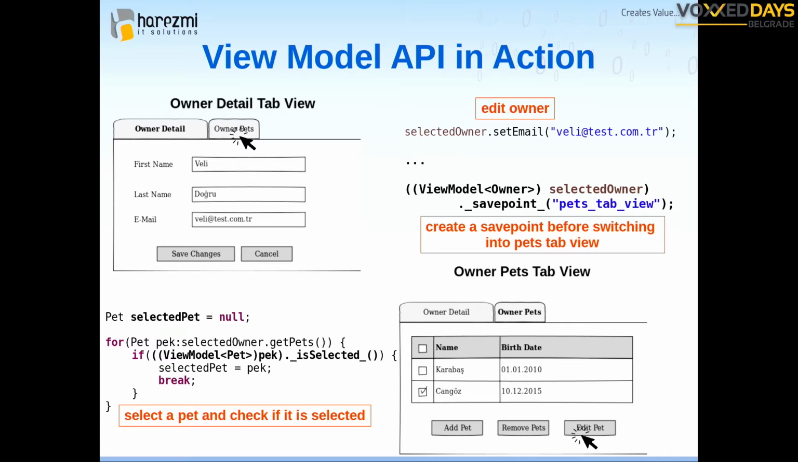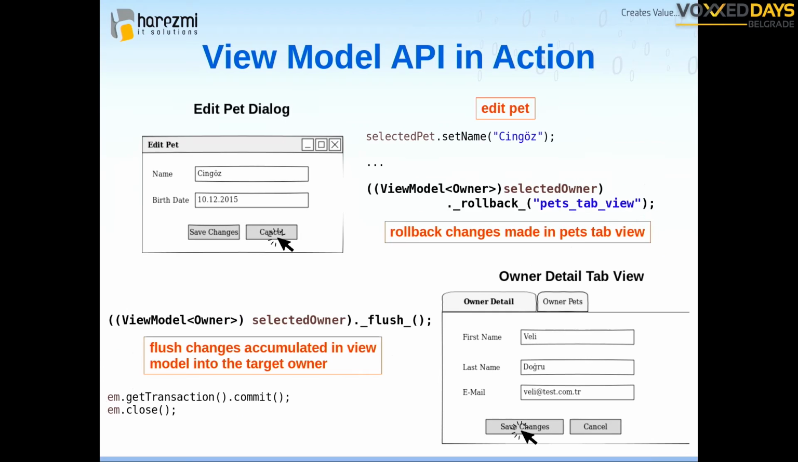In the pets tab view, we select a pet and identify which one is selected, again calling the isSelected method. But here, pets are also view models. When we create owner view models, our view model creator just identifies that pets also need to be wrapped by a view model instance as well.